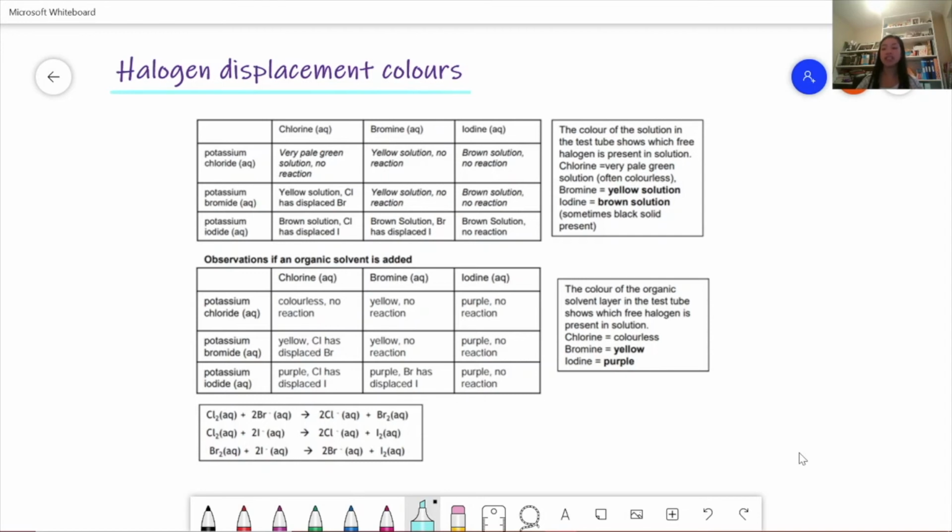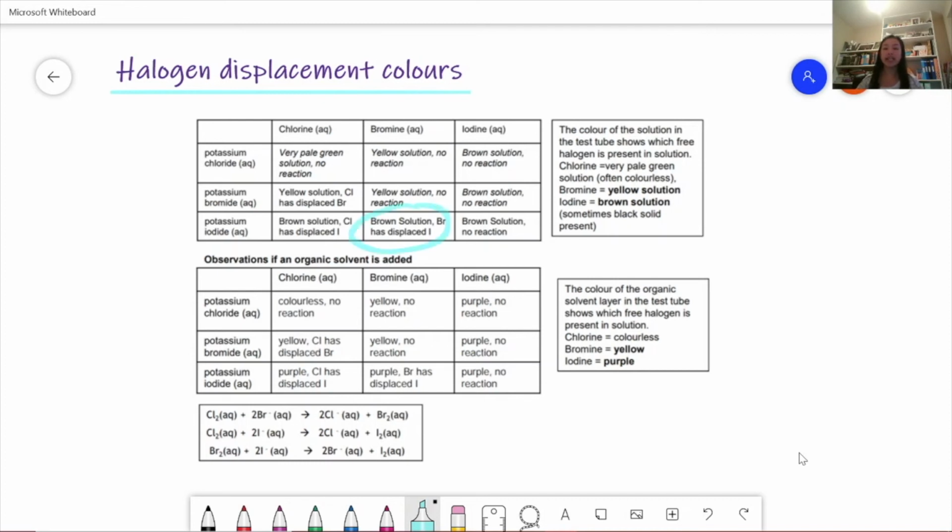The chlorine can displace the bromide in potassium bromide, so a yellow solution forms. And then the chlorine can also displace the iodide, so a brown solution forms. And this is the same for bromine. Bromine can't displace chloride, and so there's no reaction, and the solution remains yellow. But it can displace iodide, and so that's why the brown solution forms here.